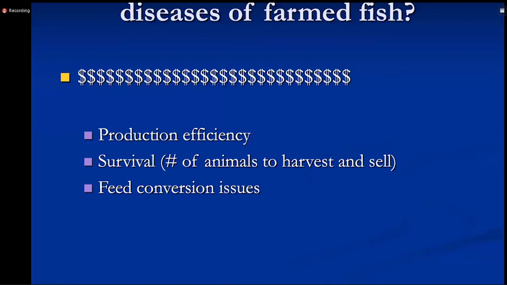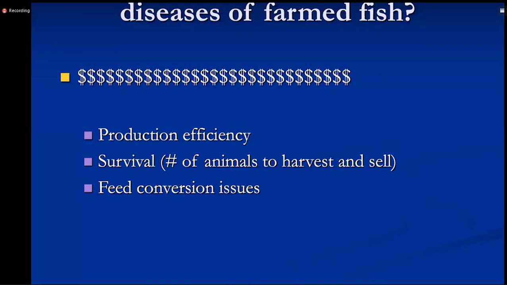This is production efficiency. And from an economic standpoint, if we're not growing these fish in the most efficient way possible and keeping them growing in the best way possible, well, that's going to affect our bottom line, monetarily speaking. It also affects the overall survival, or the number of animals that we have to be able to harvest and sell, to be able to collect that income.